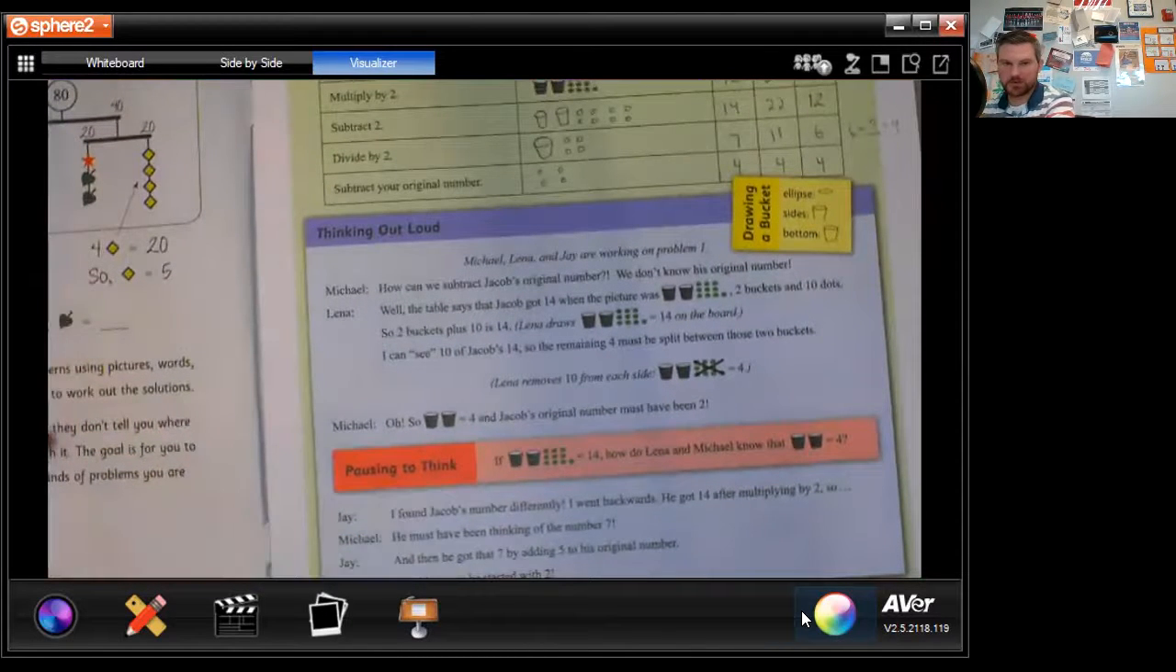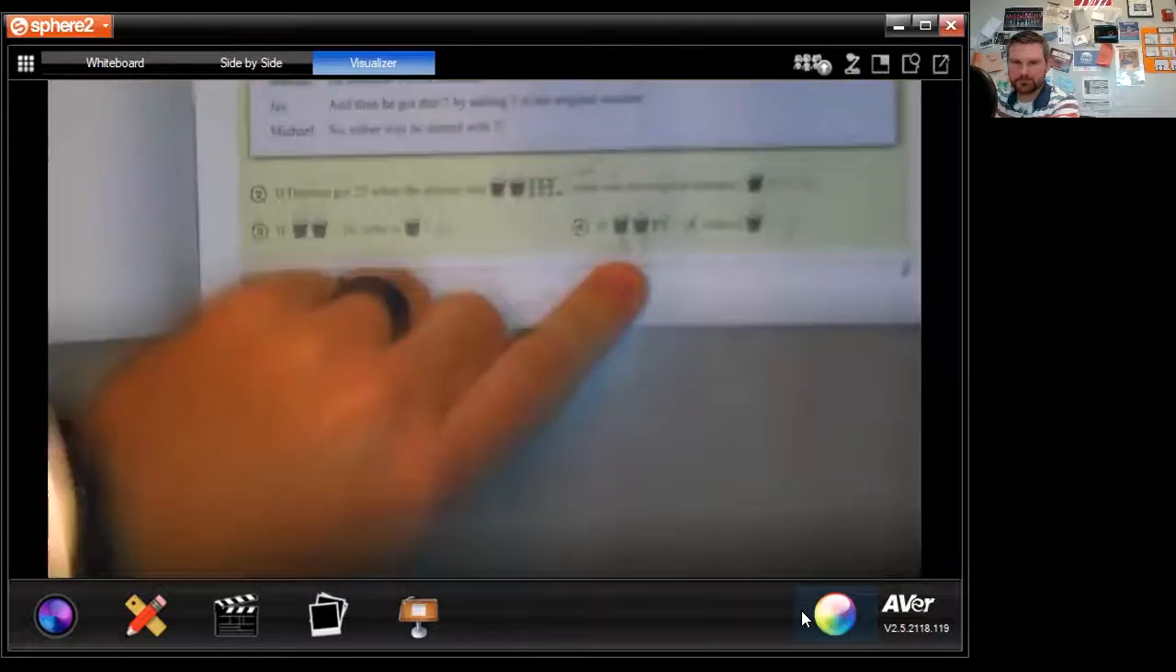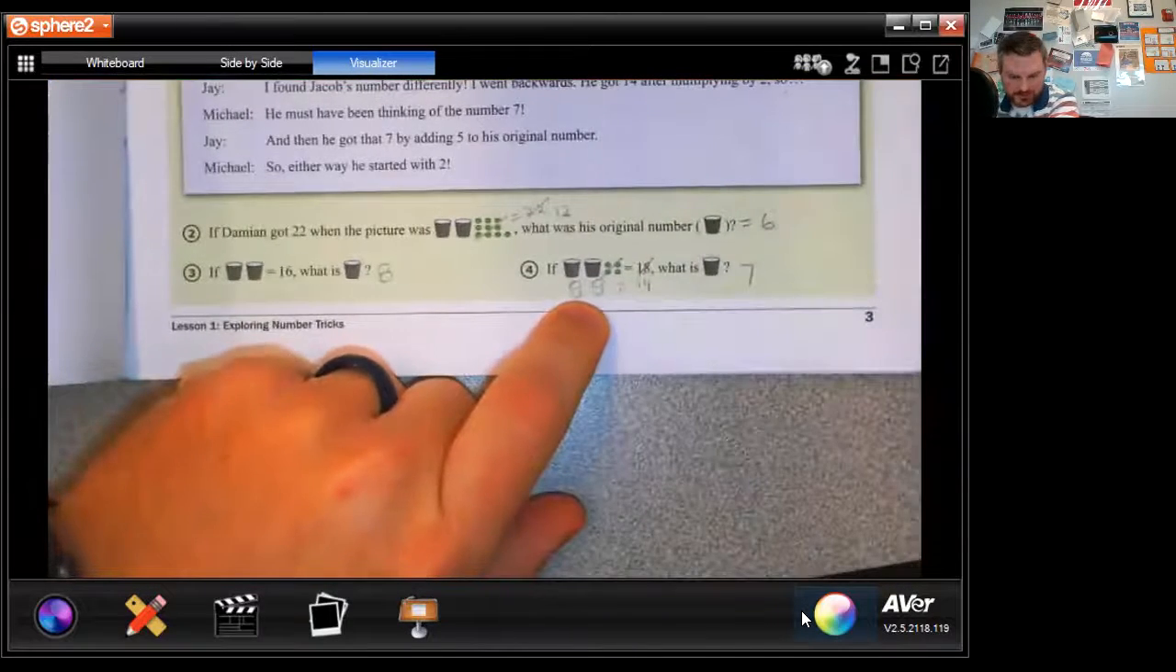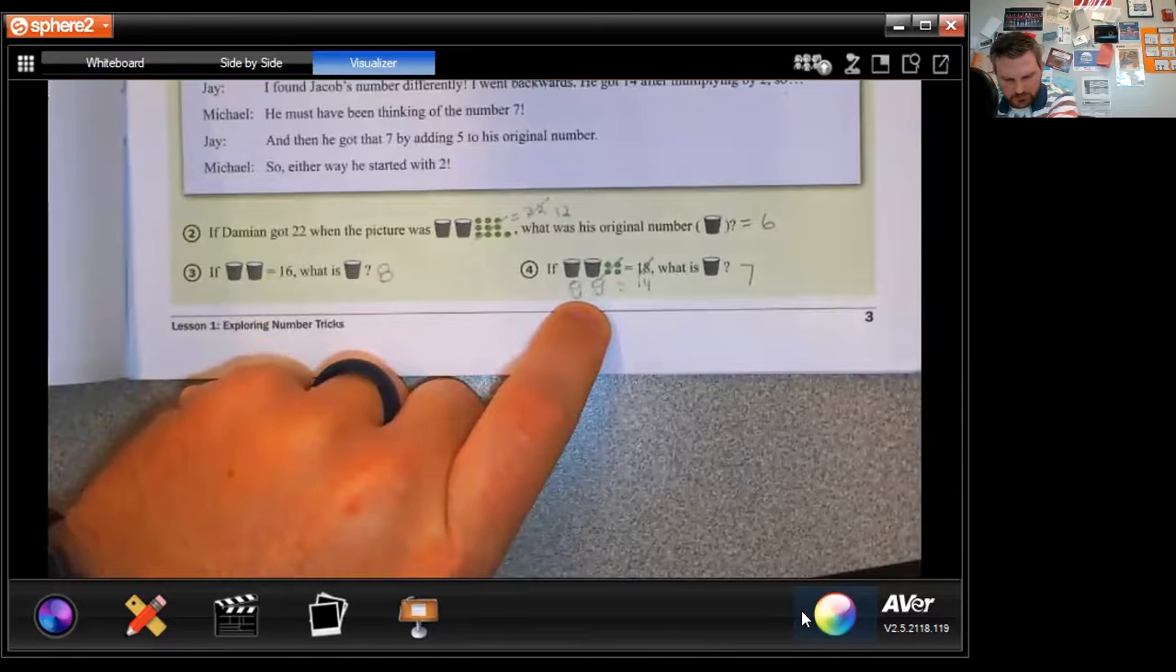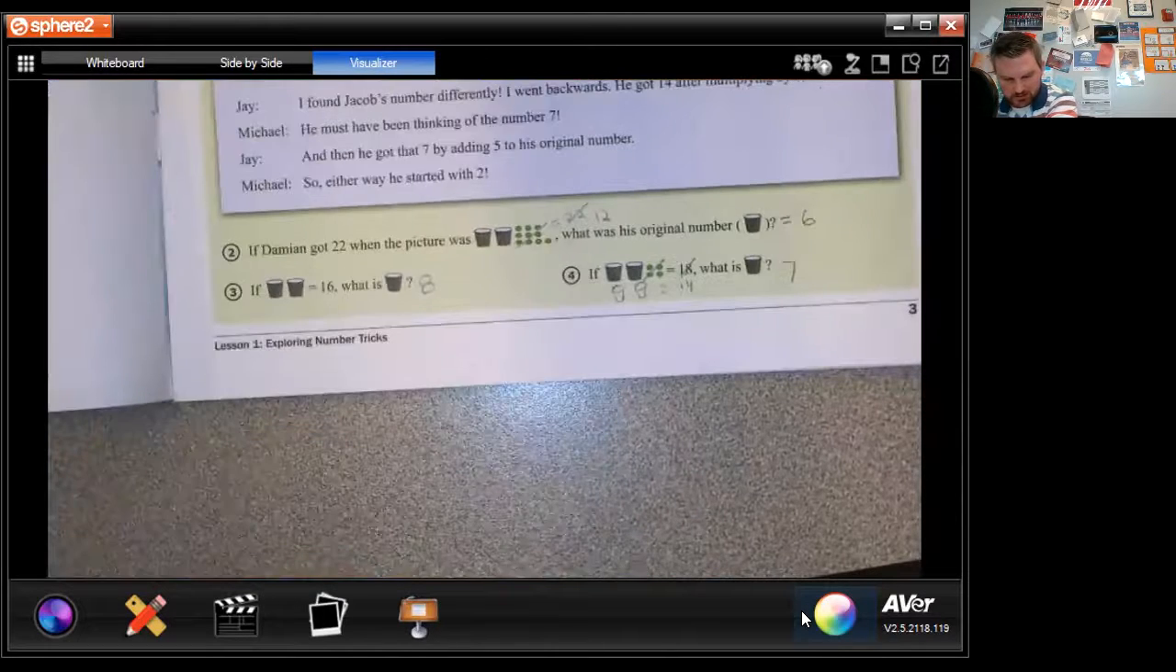Okay, could I represent this problem down here, number 4, a different way? Instead of buckets and dots, could I use something else, like equations or something like that?